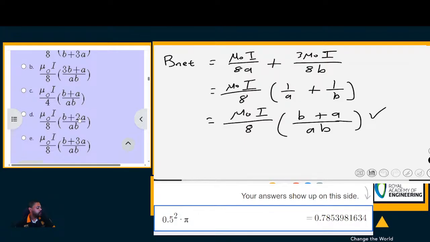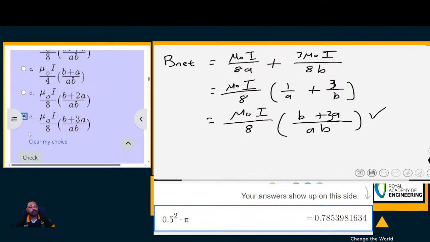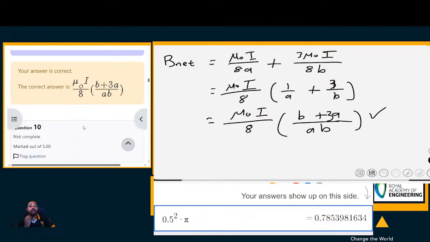Oh, I think I forgot here. It's 3A here. Sorry, 3A. Should be 3 there. Forgot that it's 3/4, remember? So it's 3A. Mu naught I over 8B plus 3A over AB. So that's the correct answer, E. Let's check. E. Yes, it is indeed the correct answer.